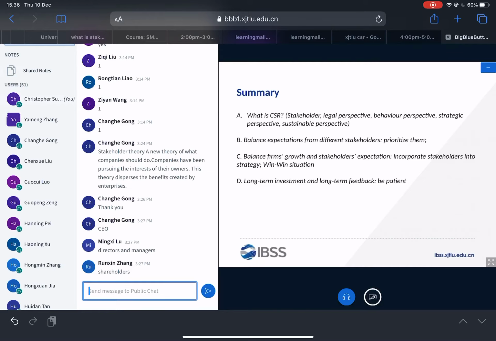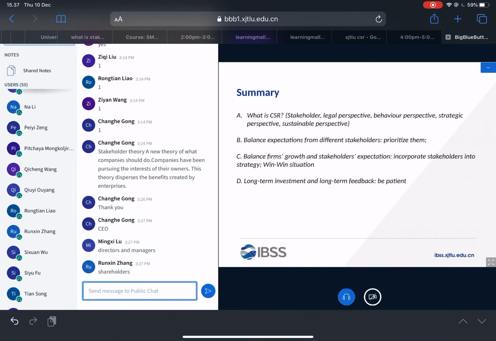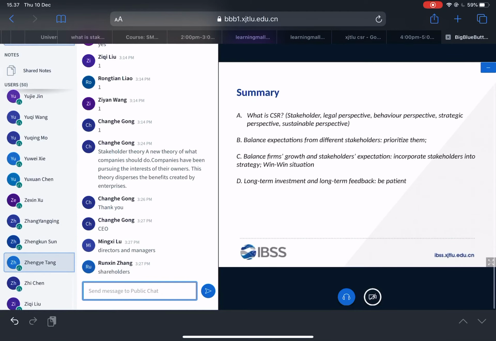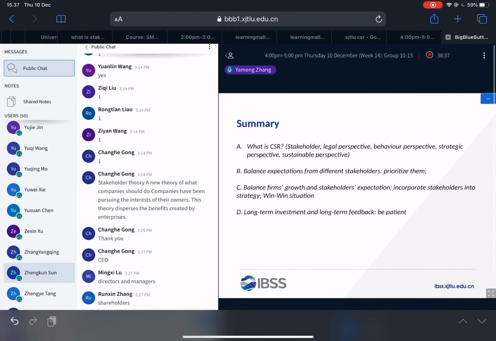The last point I want to emphasize is that if the firm chooses CSR as one of its strategies, it is a long-term investment. And of course, in the meantime, CSR can provide long-term profit back to the company as well. However, if the firm decides to do so, just be patient, because when we discussed the Starbucks case, we mentioned that building good relationships takes time. So be patient if you choose CSR as a strategy.